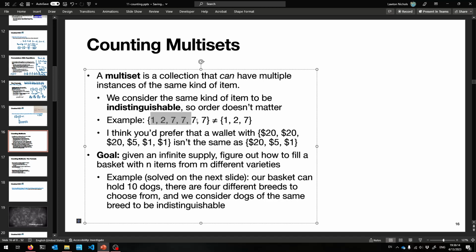So here is a multiset. It is 1, 2, 7, 7, 7, 7. It's keeping track of the fact you do have 4 different 7s. You can't shrink that down to just the set 1, 2, 7 like you can with normal sets.